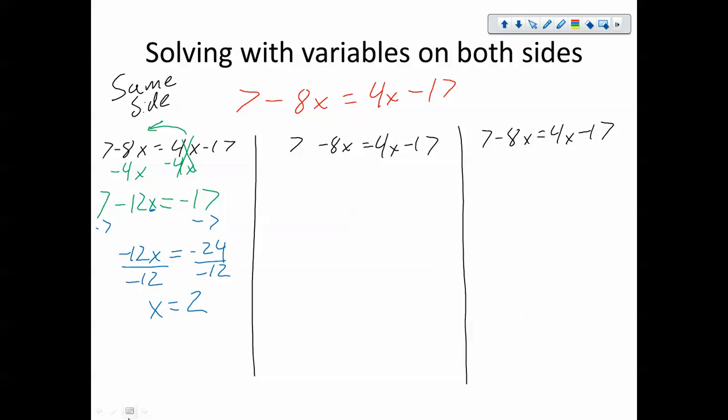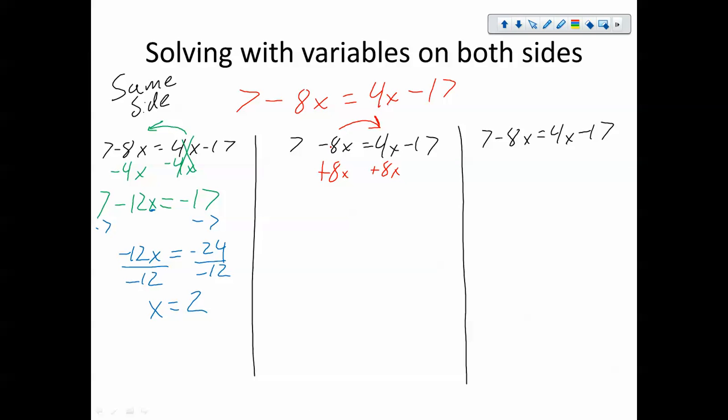Let's try this middle one. Let's do a different step first. On this first one, the first thing we did was we subtract 4x from both sides to move the negative 4x over this way. This time, let's move the negative 8x over there. So I'm going to add 8x to both sides.